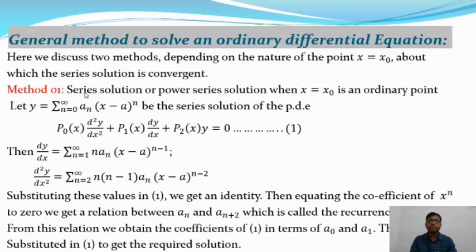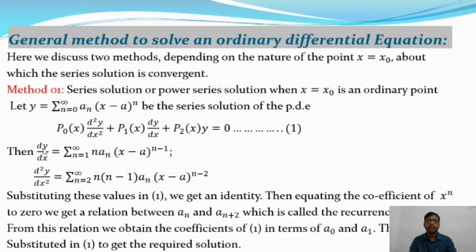The first method is the power series solution when x = x0 is an ordinary point. In that case we take the solution to be y = summation n = 0 to infinity of an (x − a)^n, the series solution of the ordinary differential equation p0(x) d²y/dx² + p1(x) dy/dx + p2(x) y = 0, which we call equation number 1. This is the series solution of the given differential equation.